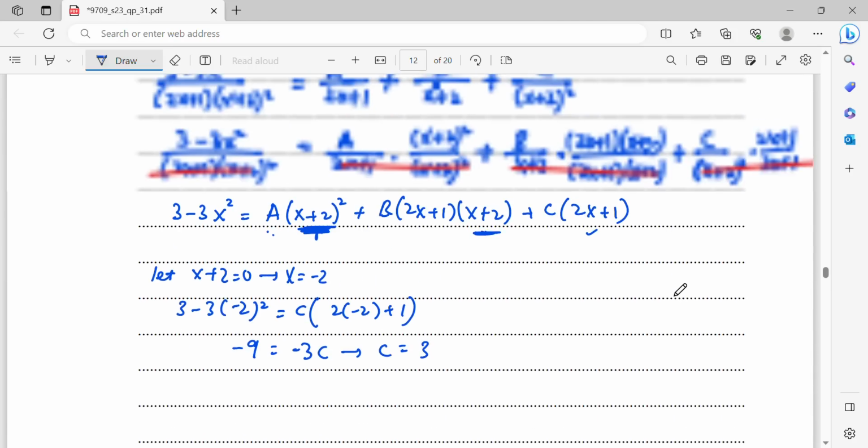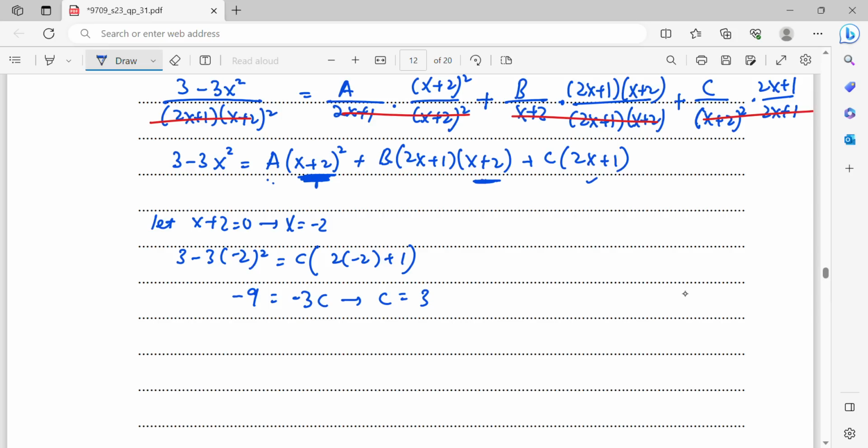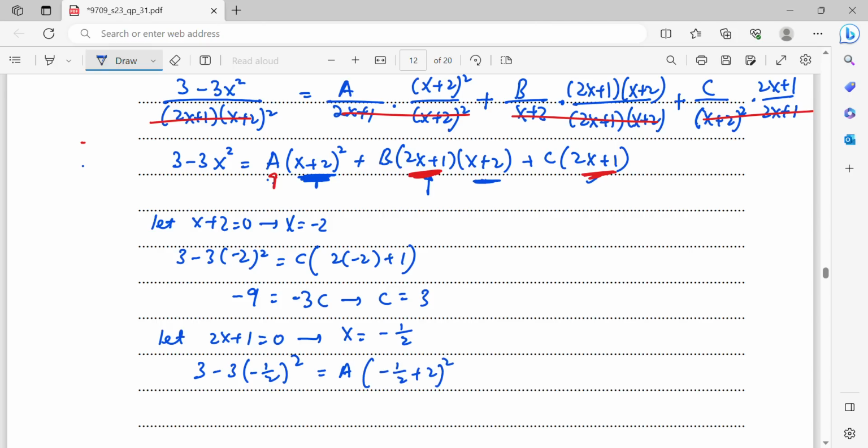Right? So now the next is I will let the second factor be 0, which is 2x plus 1. So let 2x plus 1 be 0, which means our x is negative half. So now again, we replace all the x in the whole equation by negative half. So I will get 3 minus 3 times negative half squared equals to, now when you look at here, remember this 2x plus 1 is 0, this 2x plus 1 is 0, which means now you can find the a directly because the x plus 2 won't be 0. So I will get a times (negative half plus 2) squared. So for the left hand side, you will get 9 over 4, and the right hand side, square of negative half plus 2 is going to be 9 over 4 as well. Therefore, my a is 1.